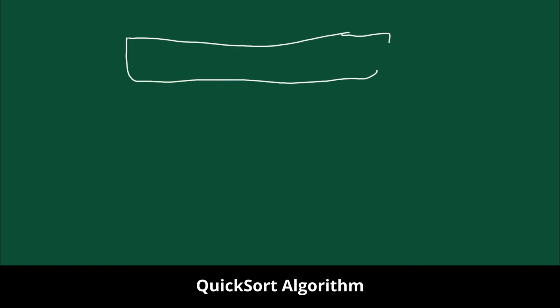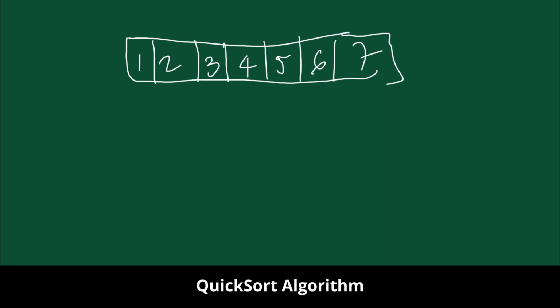Let's say that you have an array of 7 elements, but you get this array like that: 1, 2, 3, 4, 5, 6, 7. And you don't choose the median method. Instead, you choose the method where you choose the first element or the last element. Now, let's say that our pivot would be 7.